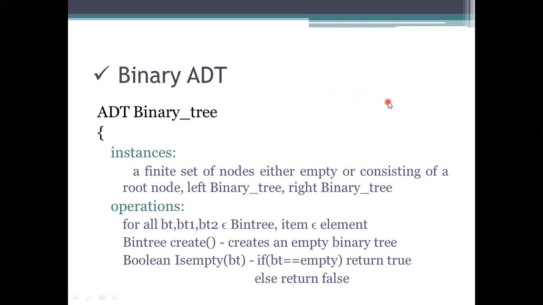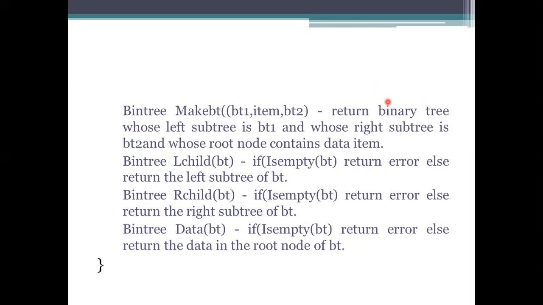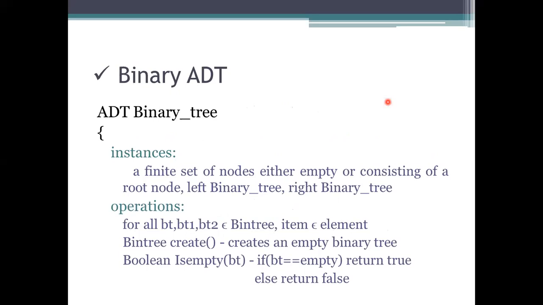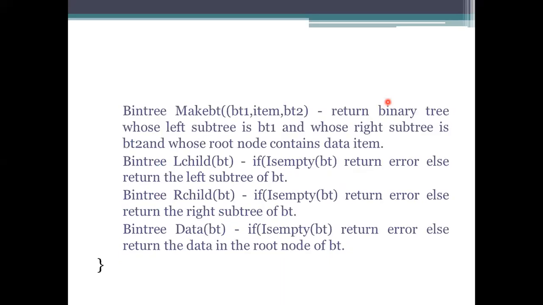First we have to specify the instances, that is, the data structures or elements we are using. We specify a root node, the left binary tree and the right binary tree. With this, the tree can be specified as empty for initiation, and then it will be filled by the left side and the right side appropriately. Coming to the operations on this binary tree, we can create the binary tree and check whether it is empty or not.